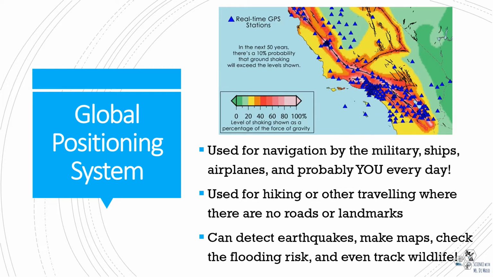Hikers use it when they're traveling in areas that have unmarked areas. There's no roads, no landmarks. But we're actually starting to use it to detect things like earthquakes or to even make maps. It's pretty fascinating what we're starting to be able to use this for.